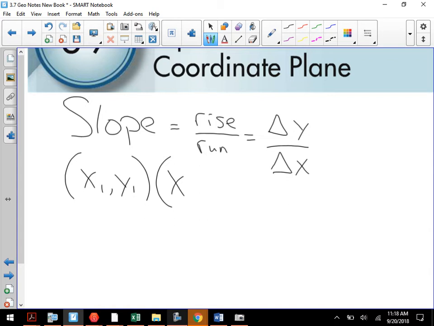And I know you've all seen this before. The reason why we use these little subscripts, x sub 1, y sub 1, x sub 2, y sub 2, is that it just means first set of ordered pairs, second set of ordered pairs. If there's a third set, it would be sub 3, and so on and so on.